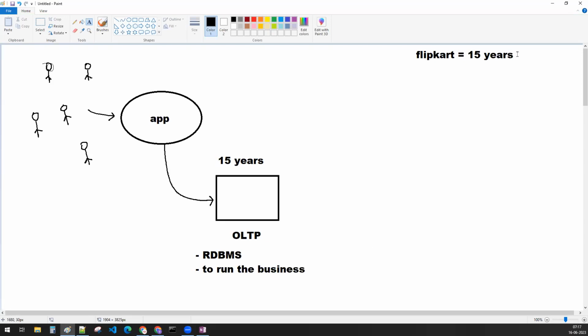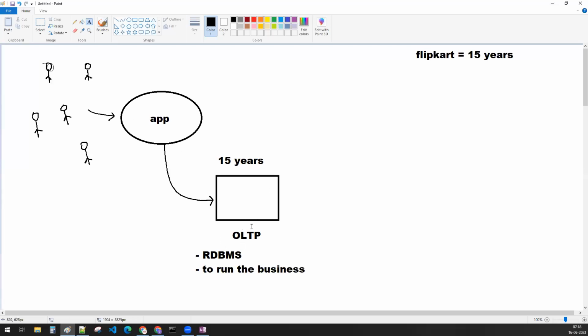See, Flipkart has been running for the last 15 years, and whenever data is generated at the application, the application has to send the data to the OLTP. The OLTP is what actually stores the data. That means the entire 15 years of data would have to be available in the OLTP, but companies do not do that. Why? Because if I put the entire 15 years of data into the OLTP, the burden on the OLTP is very high, so high that it cannot support the application properly.